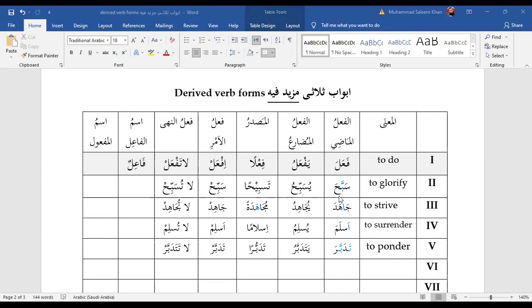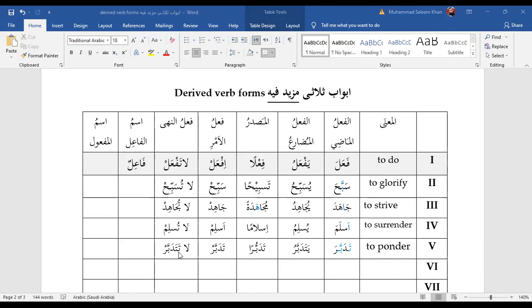So the mazid fi form, why do we say mazid fi? Because something has been added to the basic root letters. For example, number 2, there is addition of tashdid, or shadda. So it's sabbaha yusabbihu tasbihan, sabbih and la tusabbih. Then there is an addition of alif, jahada yujahidu, mujahadatan, aw jihadan, jahid and la tujahid. Then we have number 4, aslama yuslimu islaman, aslim and la tuslim. And then we have learned tadabbara yatadabbaru tadabburan, tadabbar la tatadabbar.